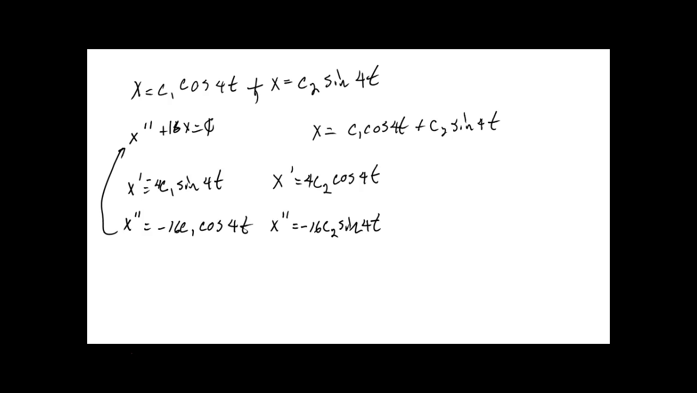So anyway, the sum of those, C1 cosine 4t plus C2 sine 4t, is also a solution of the differential equation. Okay?